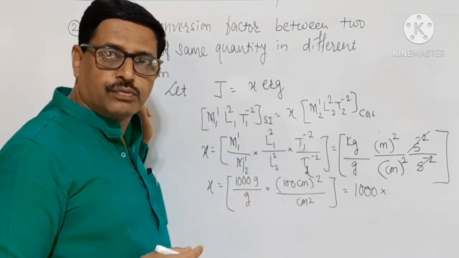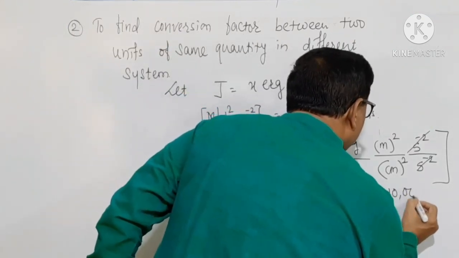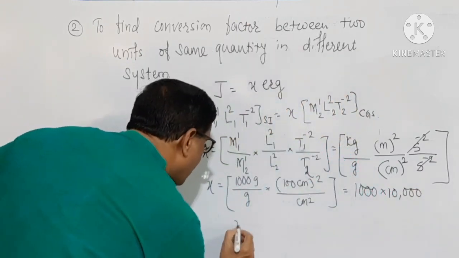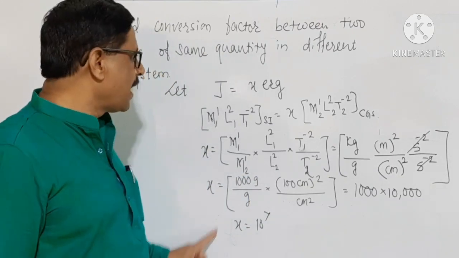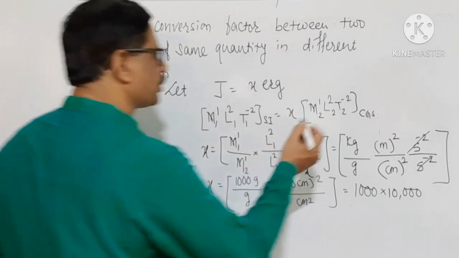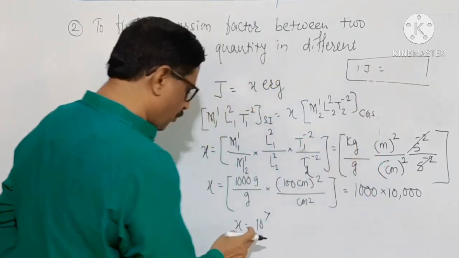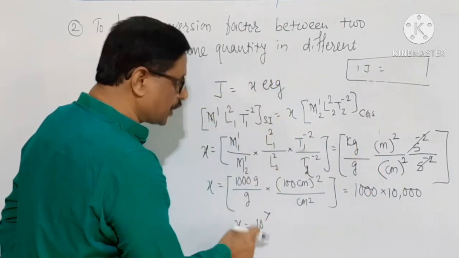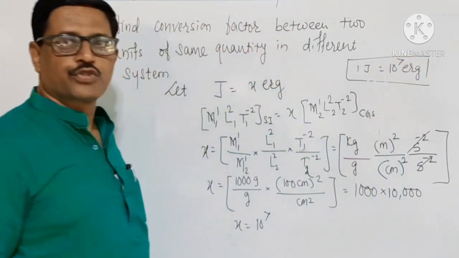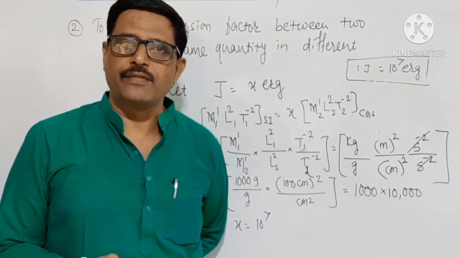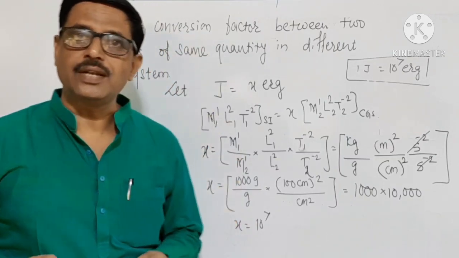100 is 10 to the power of 2, and the square of it is 10 to the power of 4, and therefore it is 10,000. And hence, the value of x is 10 to the power of 7. And hence, at the last, we are able to write that 1 Joule is equal to the value of x, the conversion factor, 10 to the power 7. Therefore, it is 10 to the power of 7 erg. This is one more very important conversion factor that we get from the use of dimensional analysis.